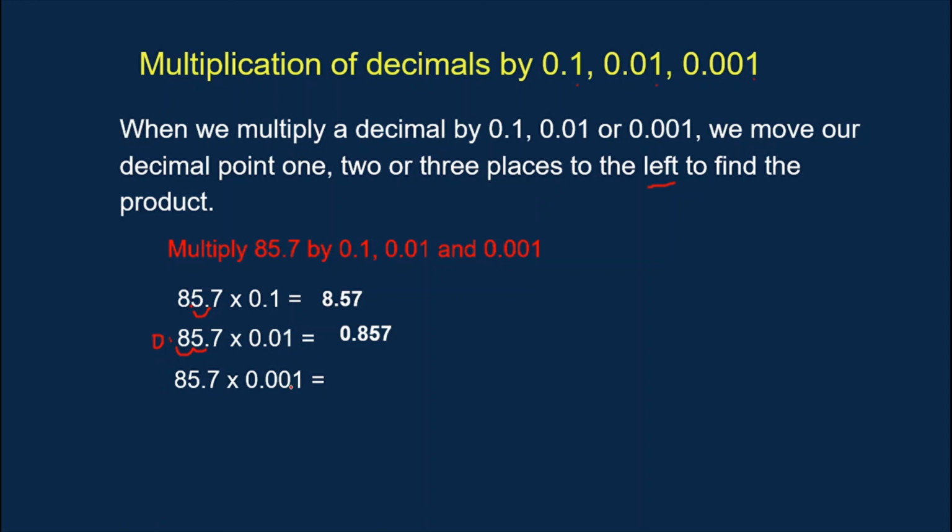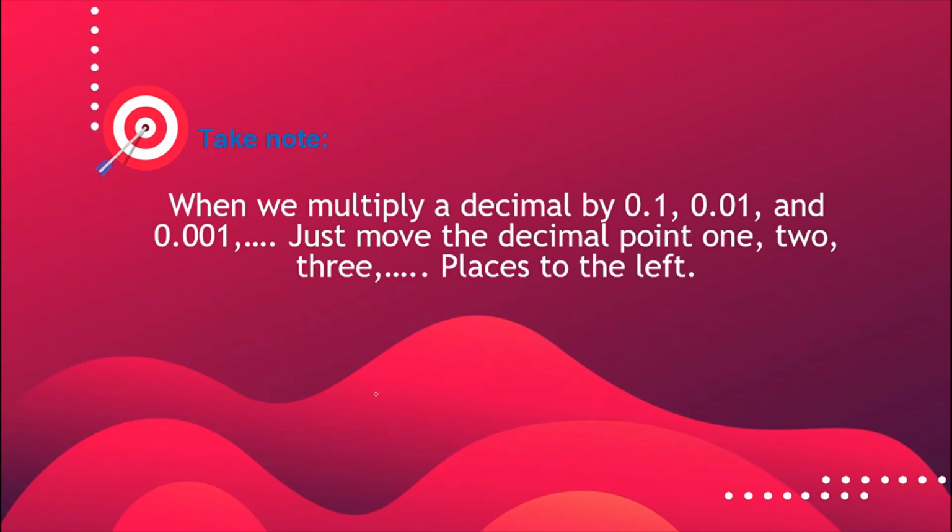Okay. And for the last one, 85.7, multiply it by 1/1,000. We have 3 digits here, so we're going to move 3 places to the left. 1, 2, and 3. So this will be now the place of our decimal point, and then all we have to do is just to affix 0. And for our final answer, we have 0.0857. Okay, so we must take note that when we multiply a decimal by 1/10, 1/100, and 1/1,000, just move the decimal point 1, 2, or 3 places to the left.